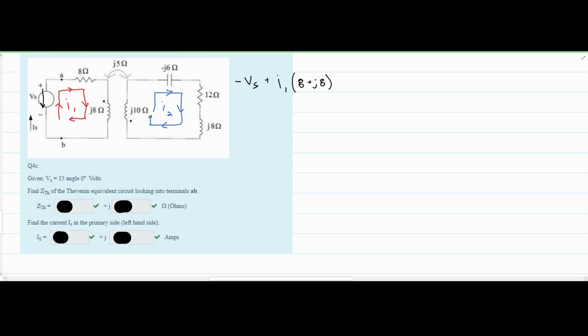After this, we have a plus, and then our I2. Now our I2 is splitting this way, so our I2 is basically going across this right here. What that means is that we are going to have a plus, like we said right here, our I2 multiplied by the J5. And this will all be equal to 0.